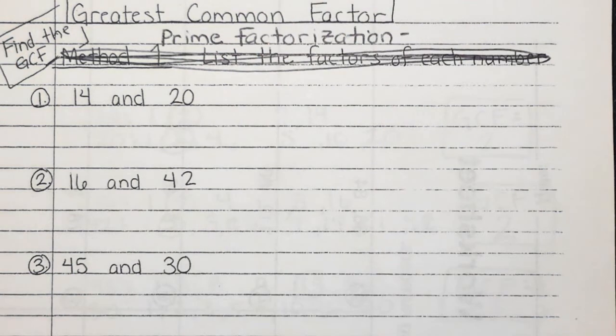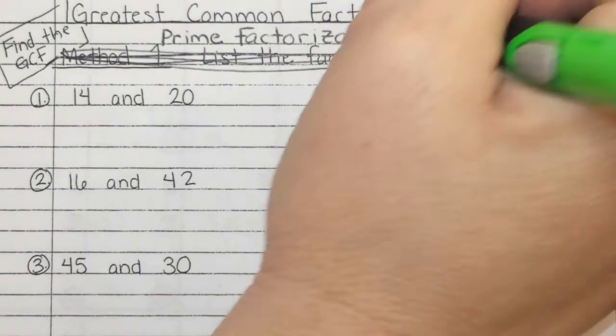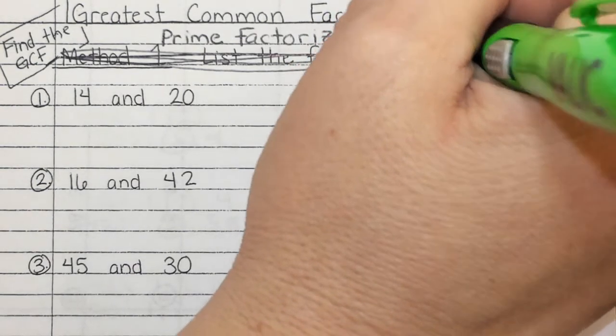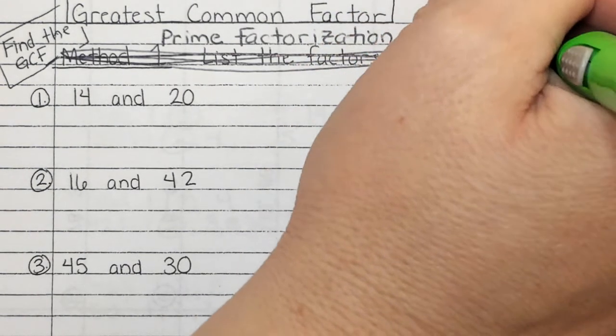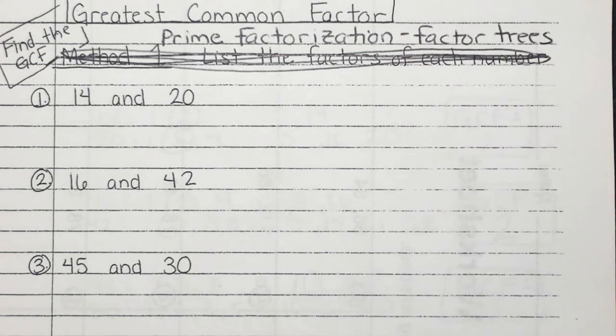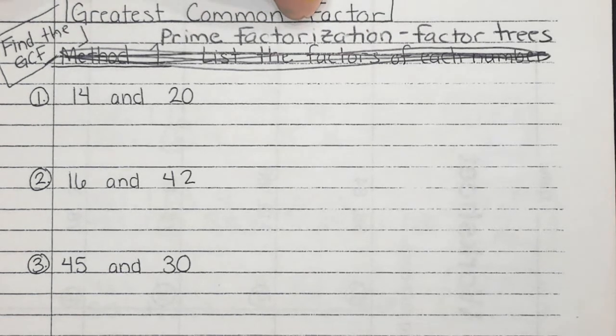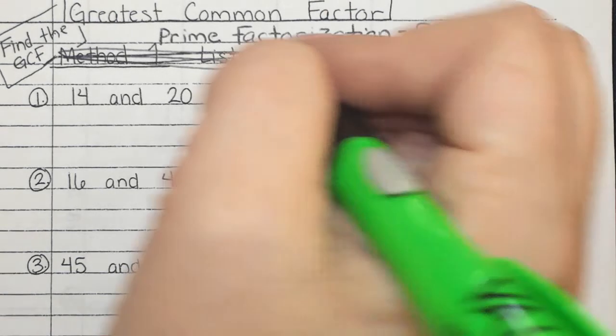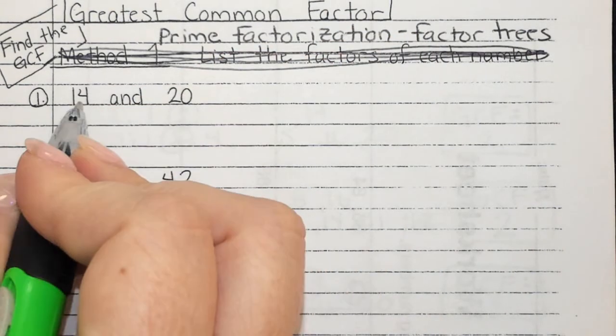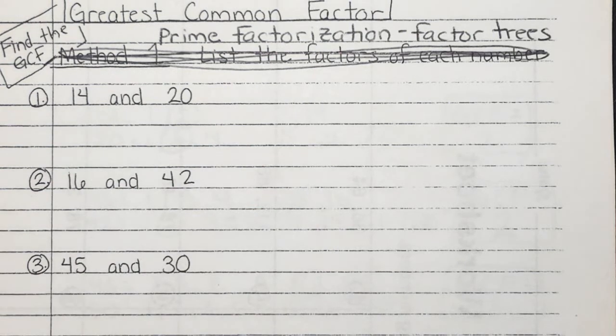All right, prime factorization is a really fancy way of saying factor trees. Again, factor trees are something you made a long time ago, but it's been a long time, so we might not remember. So please make sure we write this down that we're doing prime factorization with factor trees. Okay. So to make a factor tree, I'm going to start with the number 14 and 20. I'm going to make one tree for 14, and then I'm going to make another tree for 20.